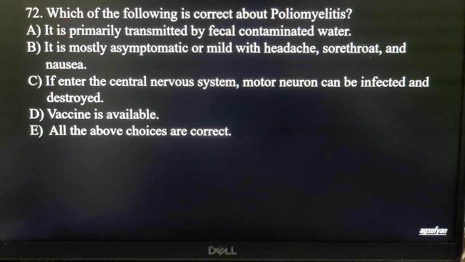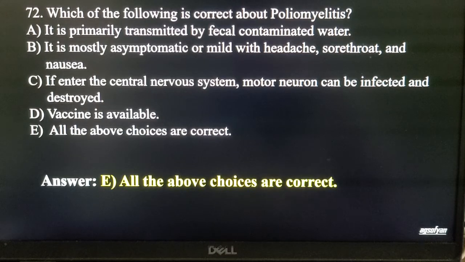Which of the following is correct about poliomyelitis? This is number 72. It is primarily transmitted by fecal contaminated water. It is mostly asymptomatic or mild with headache, sore throat, and nausea. If they enter the central nervous system, motor neurons can be infected and destroyed. D. Vaccine is available for this polio. And E. All the above choices are correct. Choose your answer. Yes, the answer is all the above choices are correct.